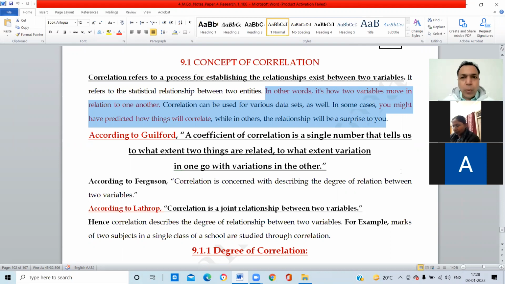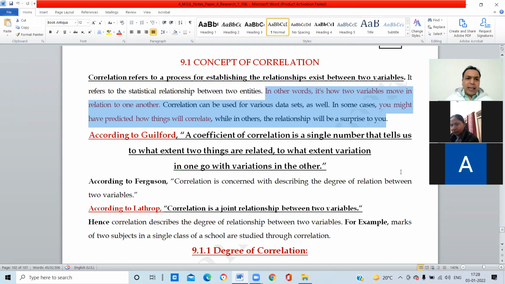Okay, I give you one more example. Suppose today's weather is cloudy, so there is a chance of rain. Right? If at any time the weather is cloudy and rain comes, we can say that this is a positive relationship. When the weather is cloudy and rain comes. Okay, but sometimes rain doesn't come. In that case we can say that this is a negative correlation.